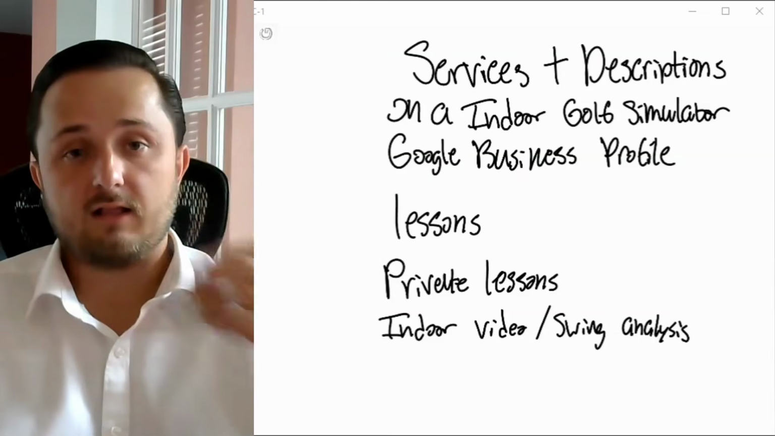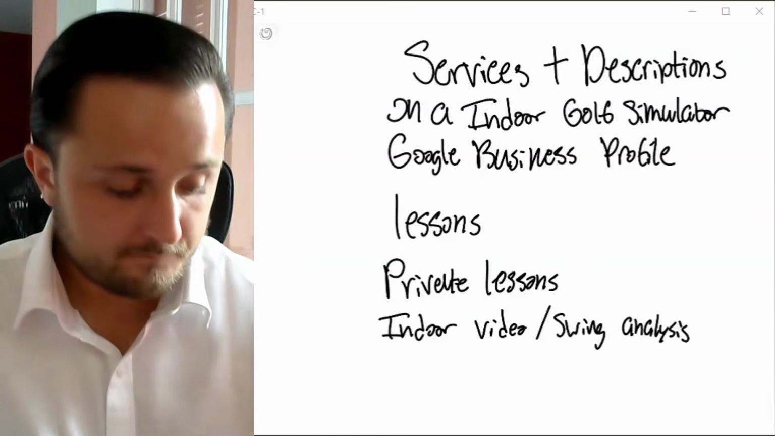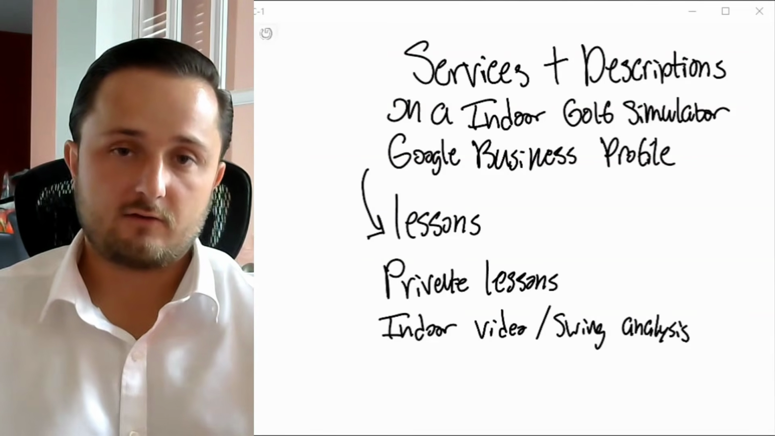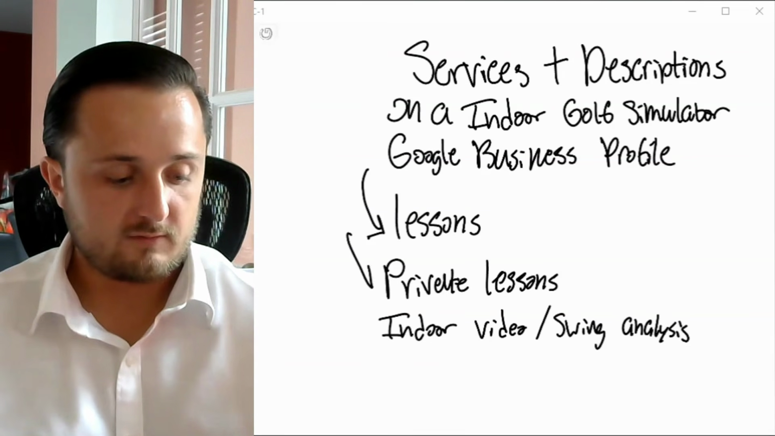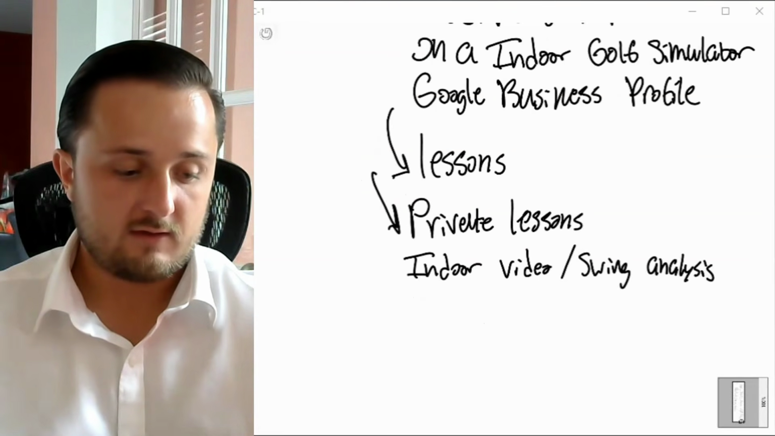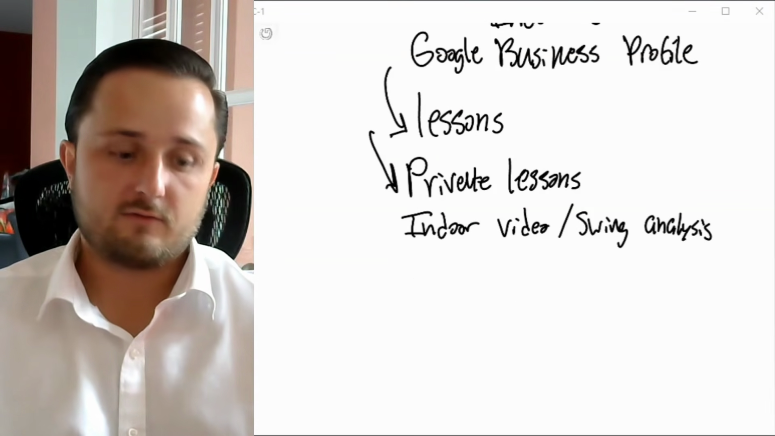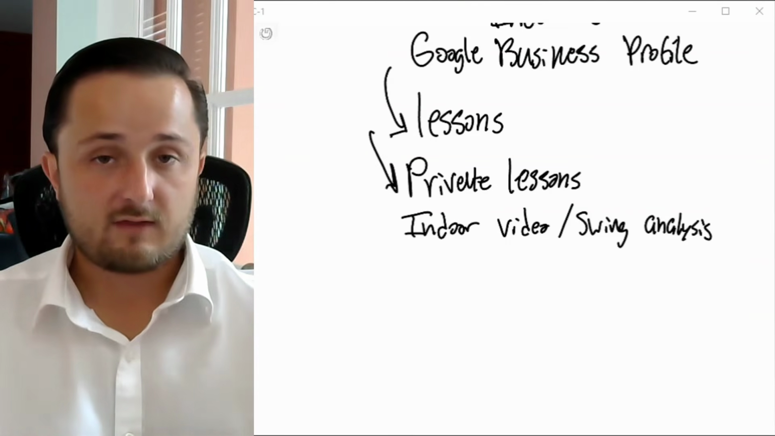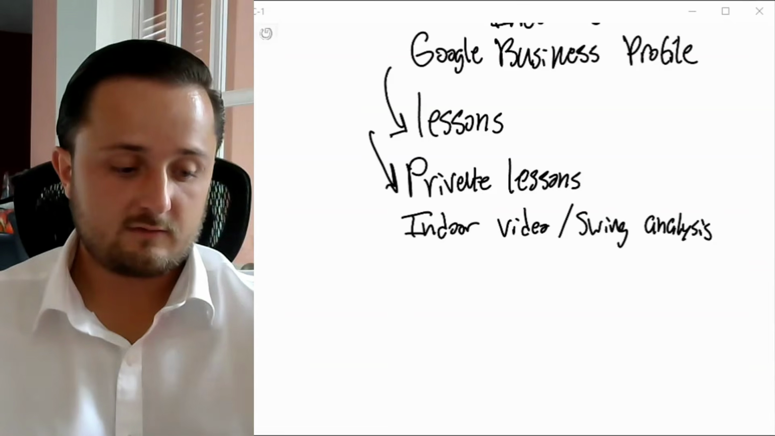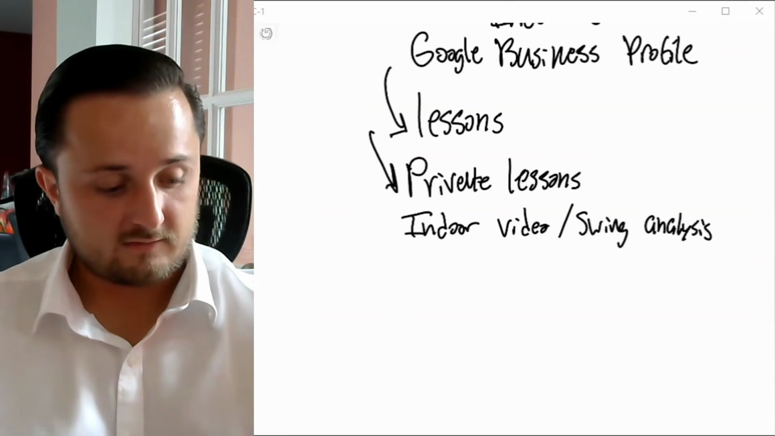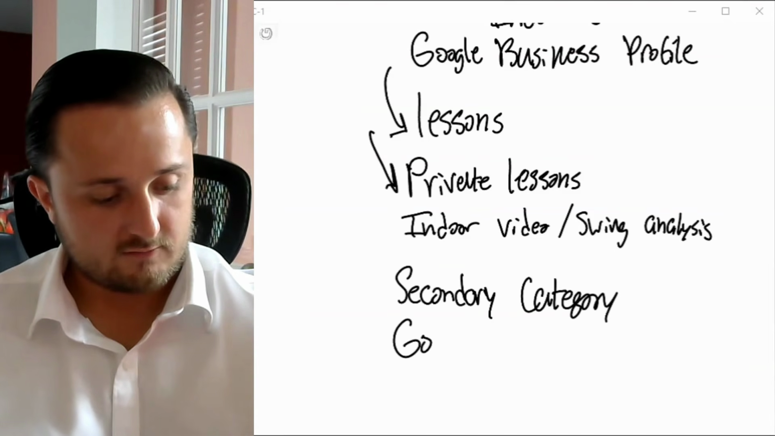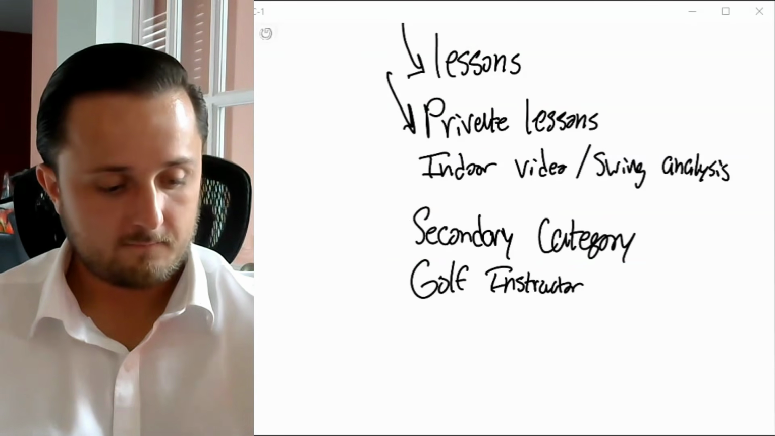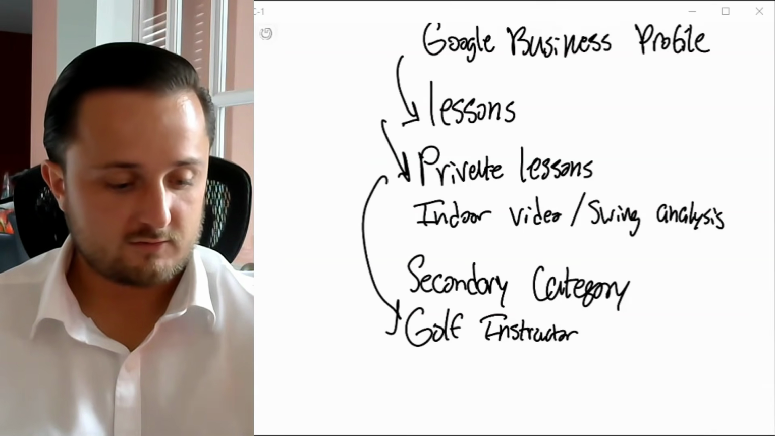For services and descriptions on an indoor golf simulator business Google Business Profile, if I was setting up my own, or if I had a client that owned one of these, this is what I would do. I would get lessons listed as a service on there as well. Not only that, we're going to do some keyword variations. We're going to get private lessons. Now, if my client didn't offer these, then I would not have these listed on the Google Business Profile. But if they did, then these services would go under the secondary category of golf instructor, right? Because the primary category is indoor golf course. So these would go under this golf instructor.